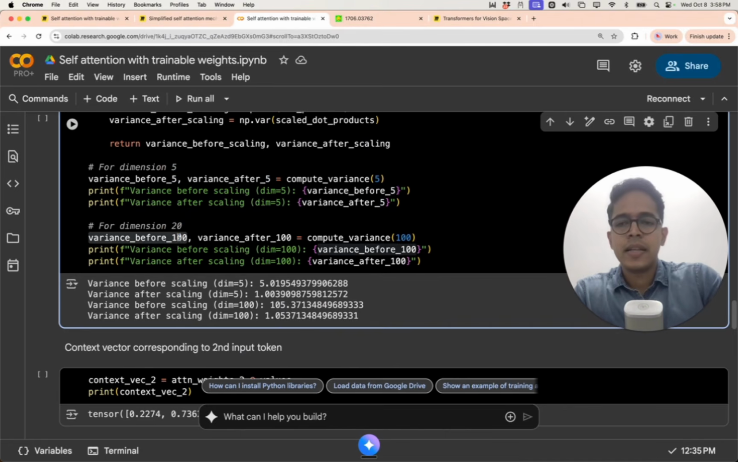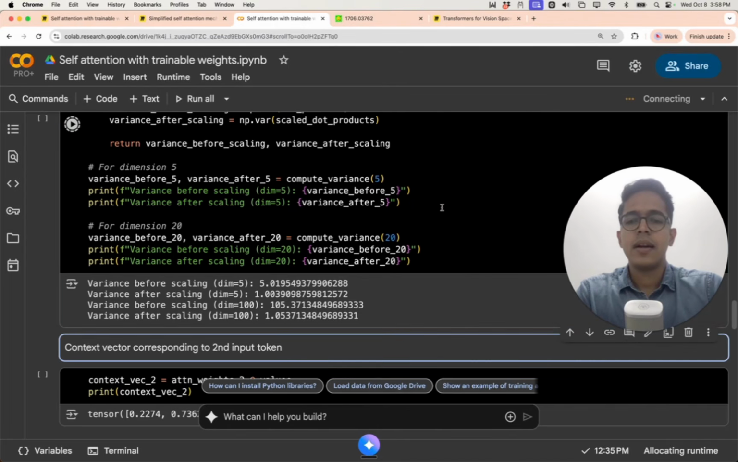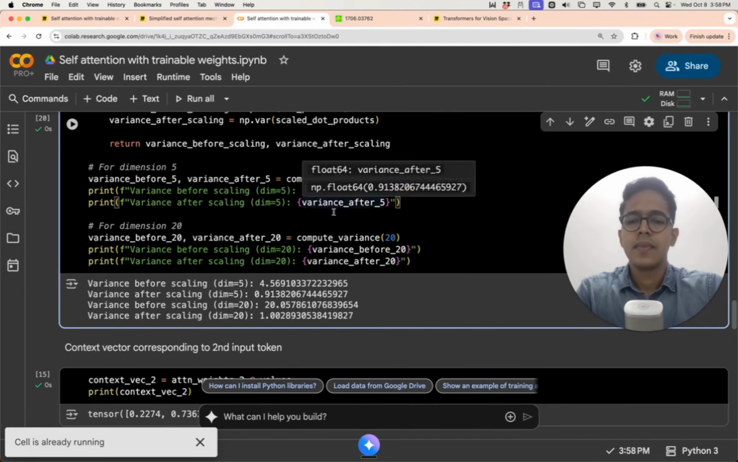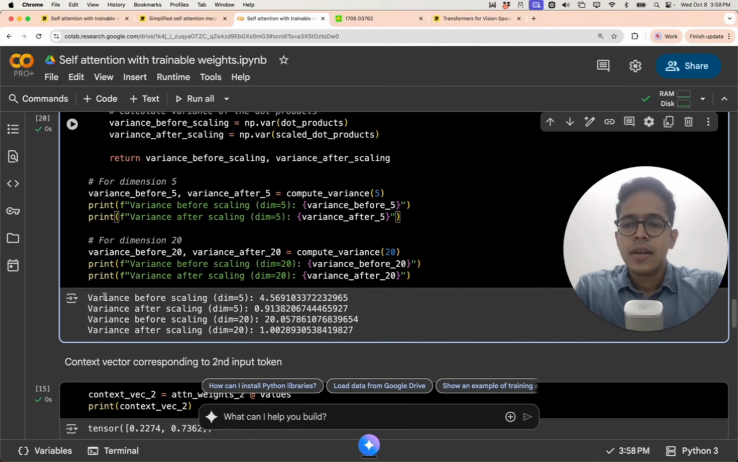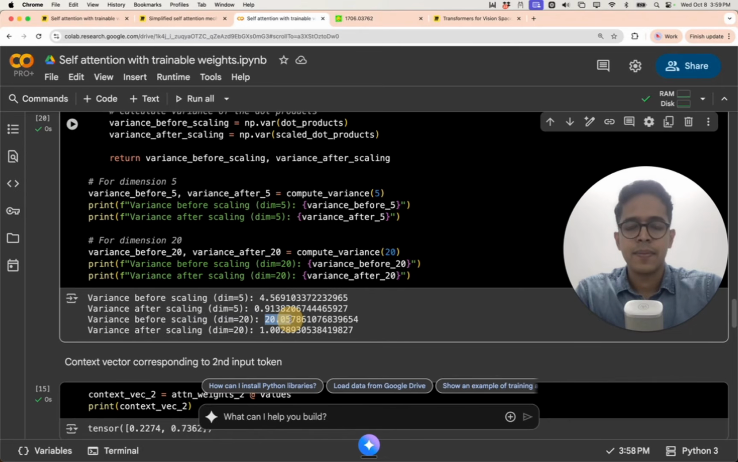Okay, so let's keep this as 20. Now let's run the code and see what happens. Just see this. The variance of my dot products, if the dimension is 5, is around 4.56, so it's on the order of 5. The variance of the dot product for a 20-dimensional space is on the order of 20.